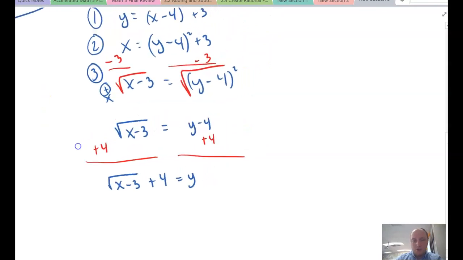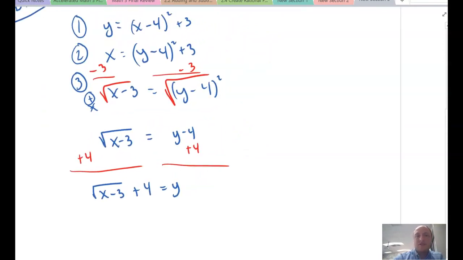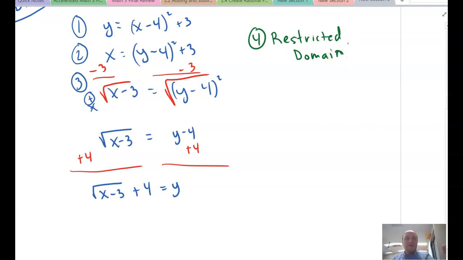Okay, which is going to bring me up here to step 4. And step 4 is determining your restricted domain. Okay, so my restricted domain. Now, I do not want imaginary values put out of my function. So what I'm going to go ahead and do is I need to take my radicand. Okay, and in this case, that's x minus 3, the radicand.